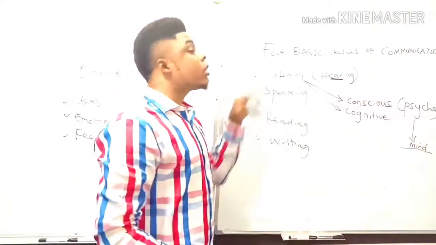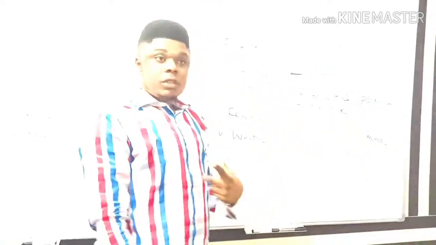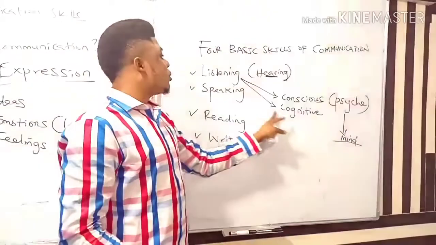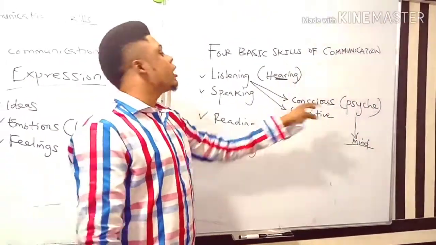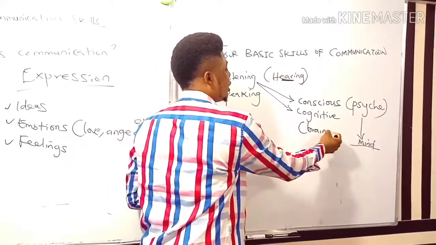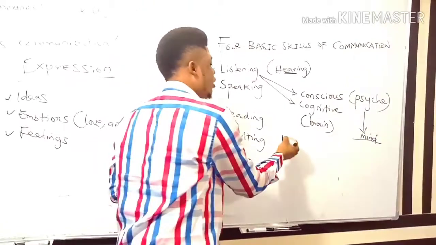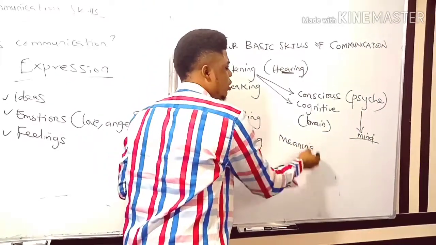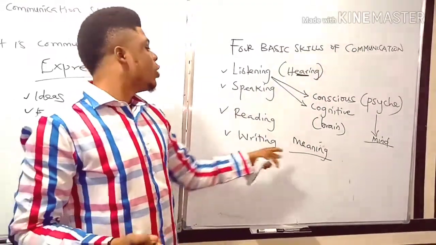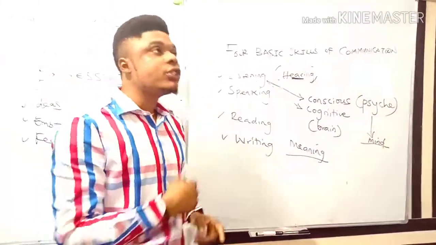So for listening to occur, number one, we said that it must be conscious. That means the individual in question must be a conscious person and the person must have a brain. Obviously, that is cognitive, because when we talk about cognitive, we're talking about what? The brain ability for us to access meaning and meaning relation. In fact, why are we even communicating? We're communicating to get meaning. Because in the world of ours, we are always in search of meaning.